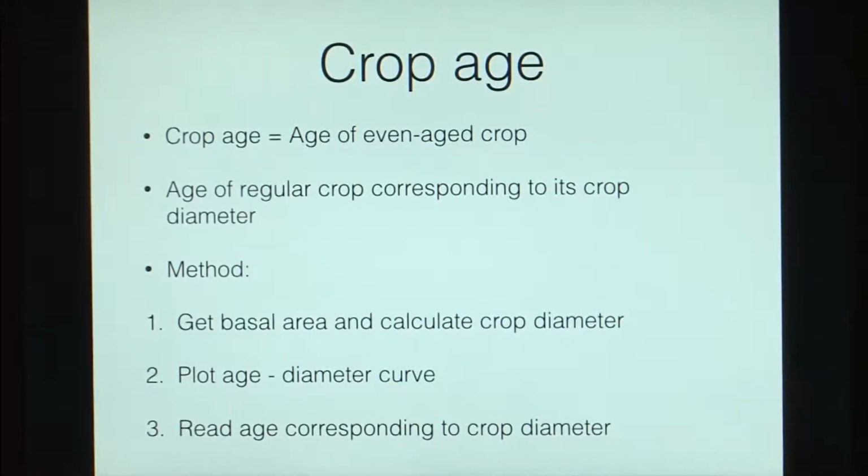So, in this case, to find out a crop age, we take the basal area and calculate the crop diameter. The crop diameter is given by the mean basal area per tree, which is equal to pi by 4 d square. Then we plot an age versus diameter curve, and we read the age corresponding to the crop diameter, and that is called the crop age. So, that is not the mean age of the crop, that is a different figure that we get out of the crop diameter. So, it is not from the mean diameter, it is the crop diameter. That is something that you need to remember.